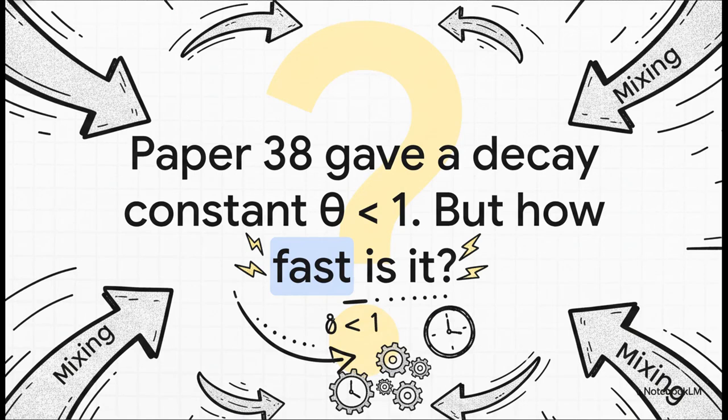So paper 38 handed us this decay constant, theta, and proved it was strictly less than 1. That's the mathematical proof of mixing. But a constant is just, well, a number. What we're really after is the rate of that mixing. How do we quantify that speed? That's the core mission of paper 39.